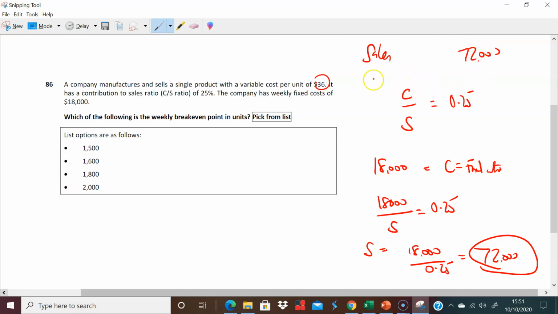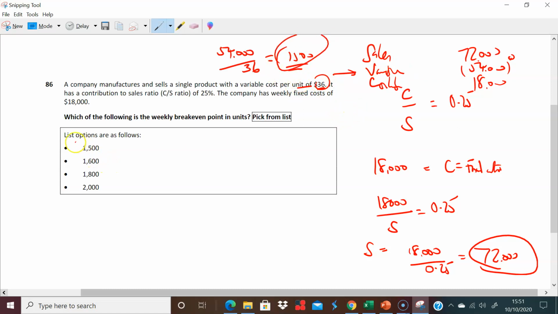And therefore we have contribution at 18,000, which leaves us with a variable cost of 72 minus 18,000, which leaves us with 54 grand. So that's the variable cost at break-even. We know that each unit is 36, so we have 54,000 divided by 36, and that takes us to 1,500. We know the total variable cost, and if we know the cost per unit is 36, we can find the number of units. That takes us to the first answer of 1,500.